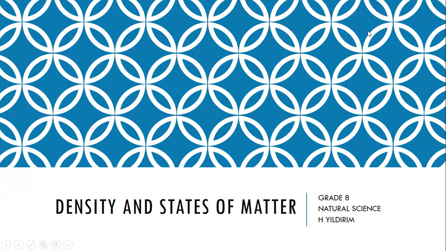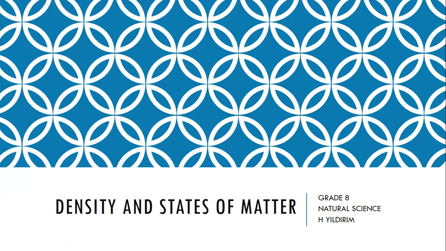So today we are going to talk about density and states of matter. If you remember, we talked about density in the previous classes. Actually, we talked about mass first, volume second. What is density in natural science? How do we define density in science? Sometimes we define density in our own words, but how do we define it from a scientific perspective? That's what we are going to talk about.